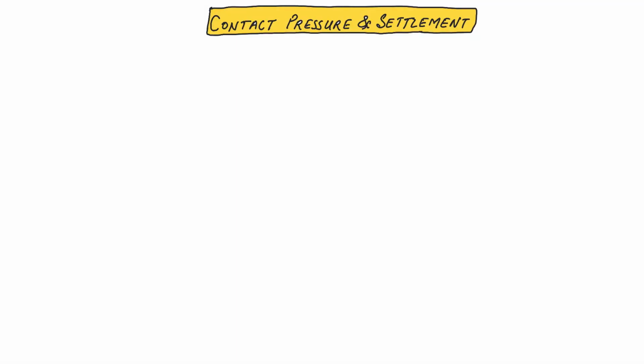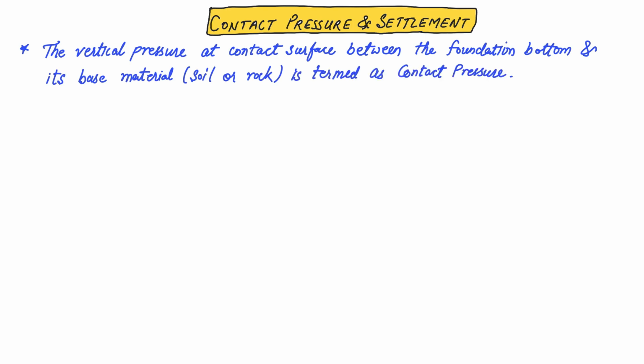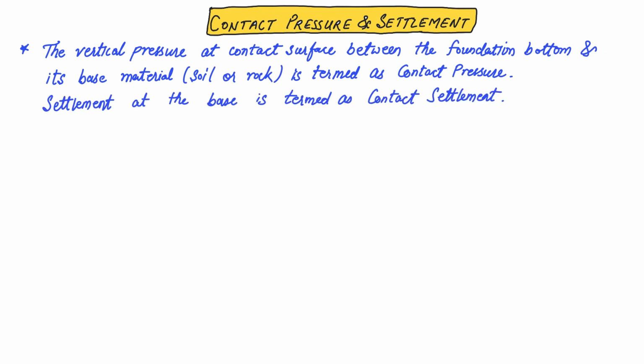Hello everyone, welcome back to this lecture in which we are going to talk about contact pressure and settlement under foundations. Whenever a foundation is placed on the soil, it will transfer the load applied on the foundation to the soil, and the vertical pressure at the contact surface between the foundation bottom and its base material, that is soil or rock, is termed as contact pressure, whereas the settlement at the base is termed as contact settlement.